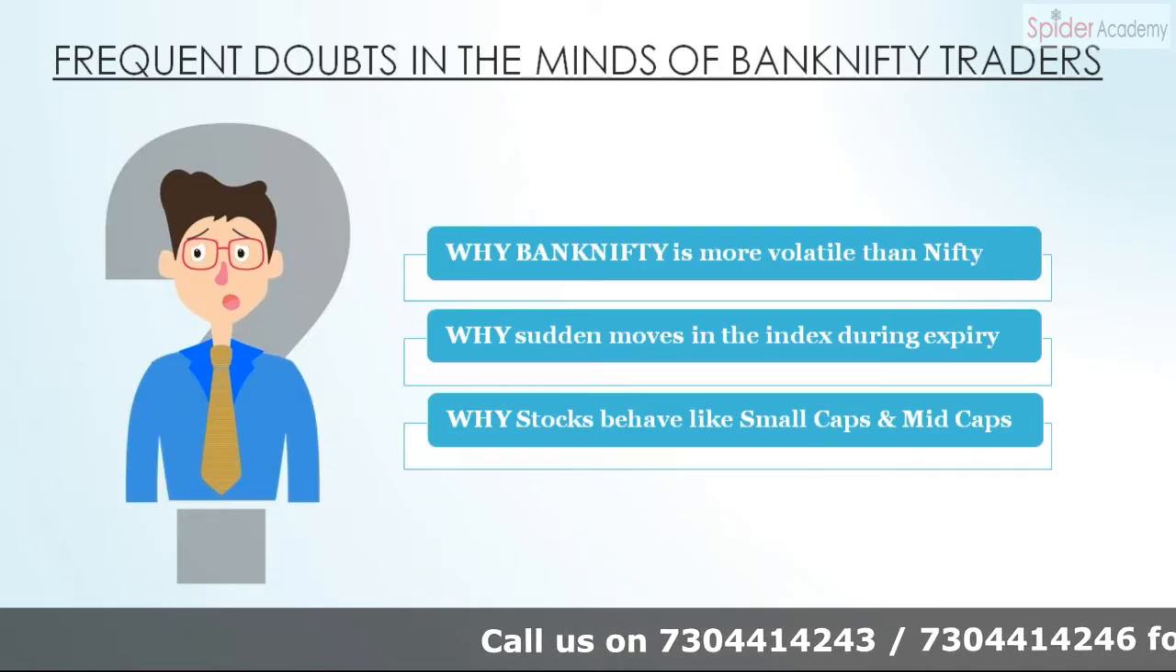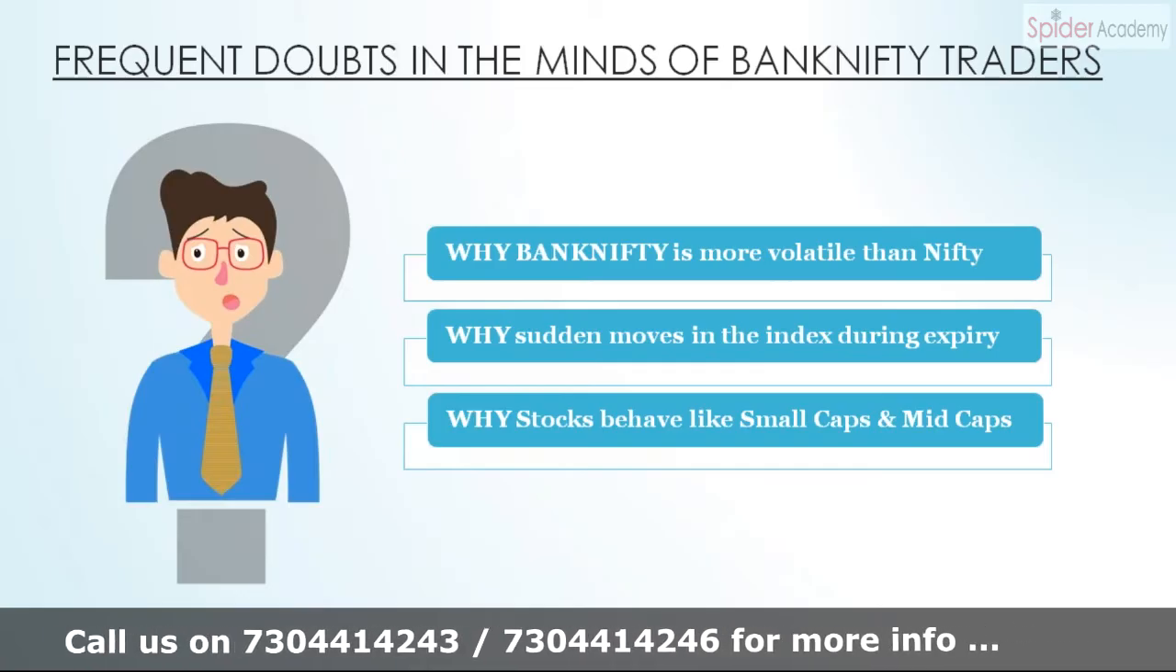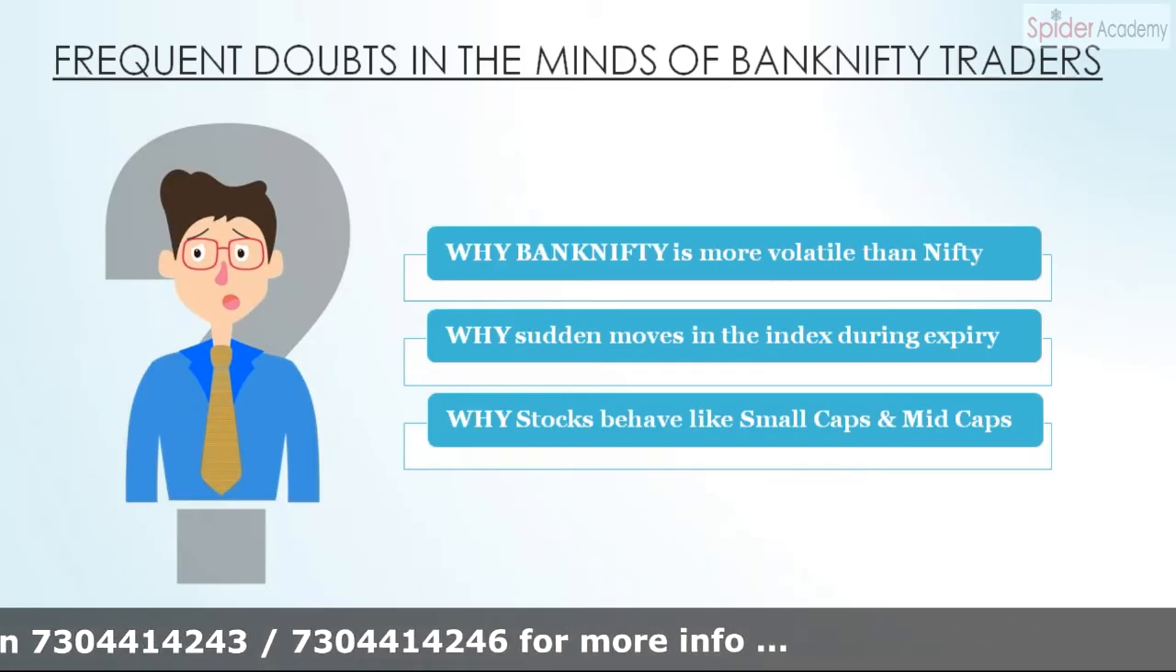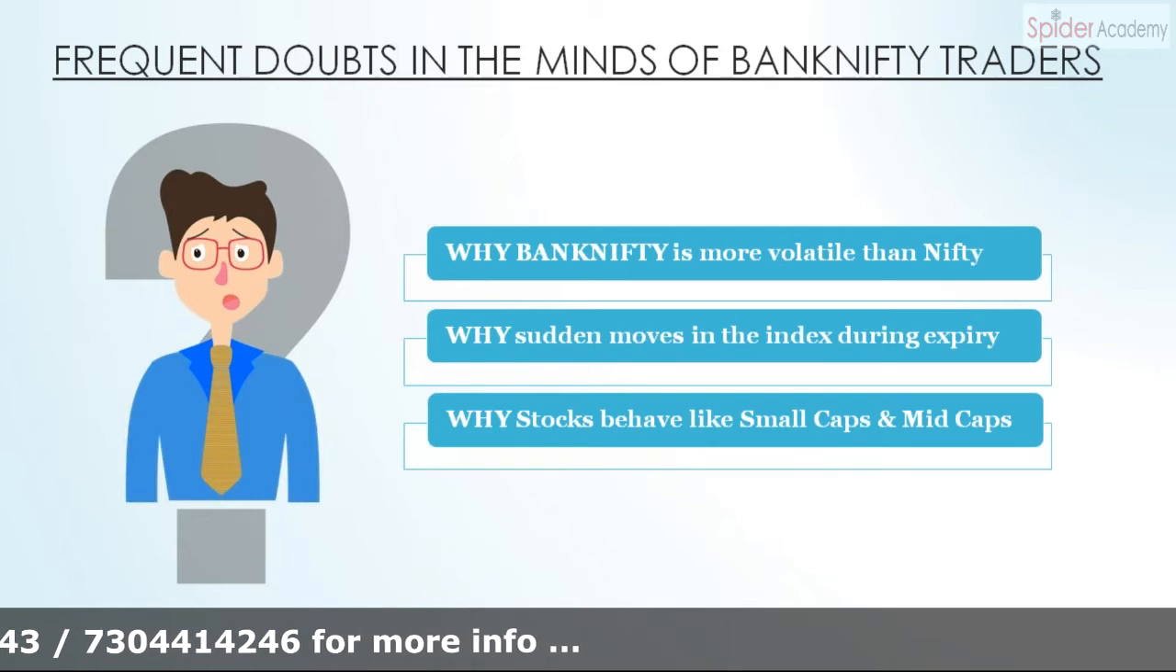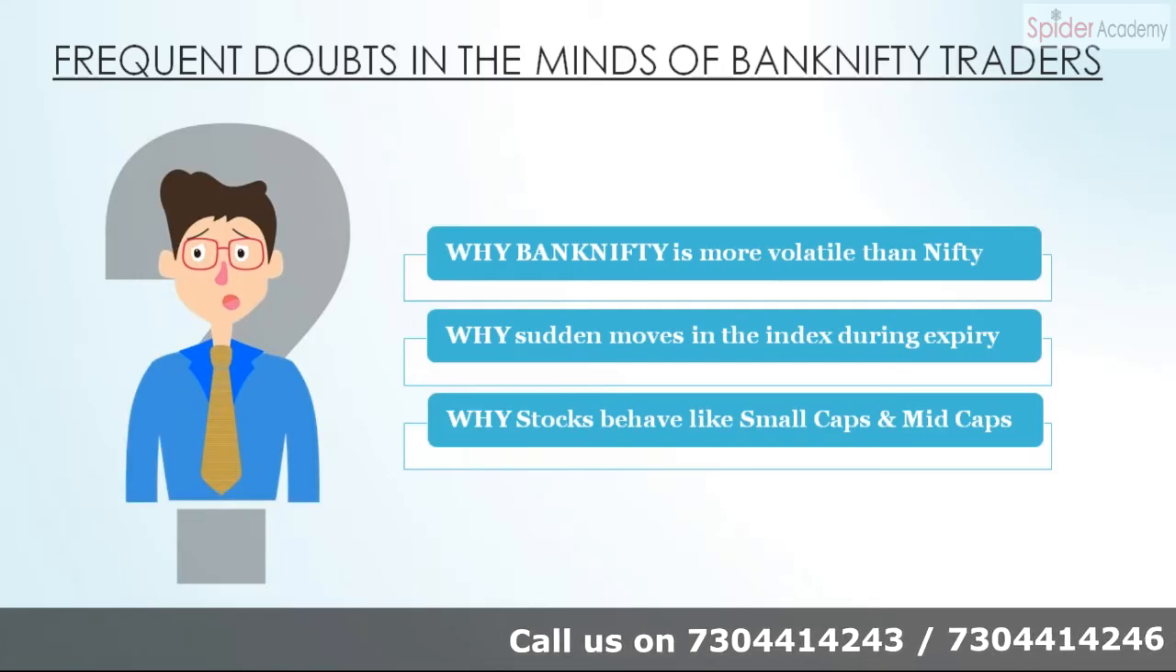That is why you can see Bank Nifty is more volatile than Nifty. Then why sudden moves in the index during expiry? That is also the same question, and the answer will be the same. The sudden moves will be because of only these 5 stocks, the top 5 private banks. If those private banks give a sudden movement on intraday charts or in any hour of the market, then the index can also give you sudden moves.